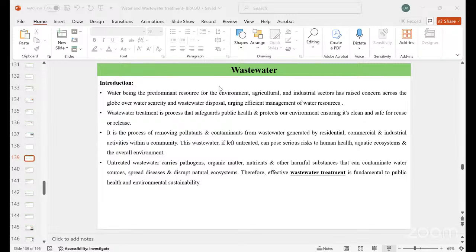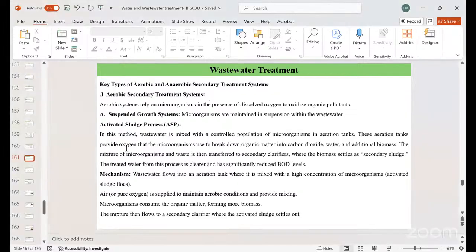Let us look into the aerobic and anaerobic processes in the next classes, where there are several advantages and disadvantages as well. Let us look into the types and the details of it in the coming classes.